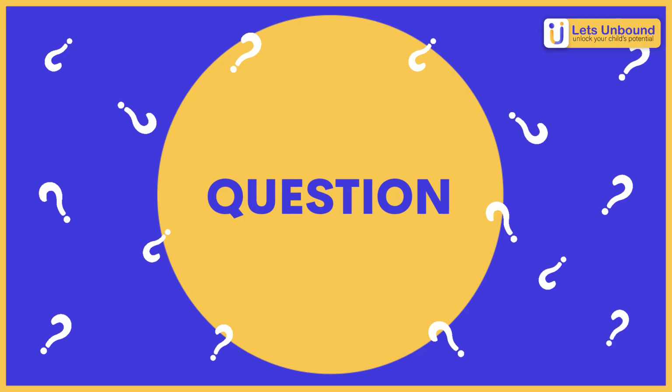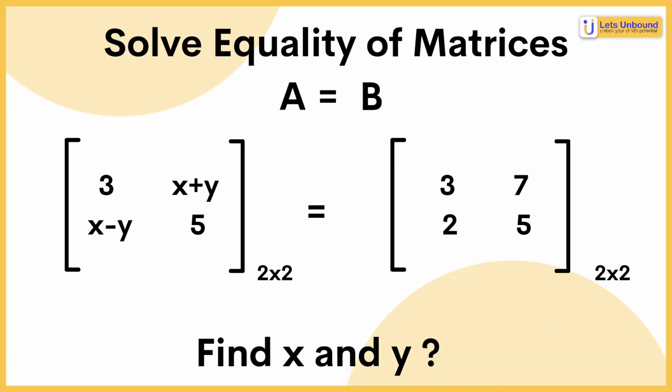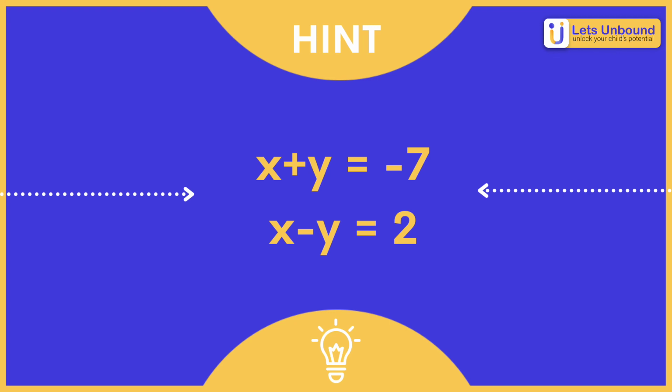Now let's see a question. Here is a question for you. I am saying that these two matrices are equal, so their elements will also be equal as they are equal matrices. You have to find the value of x and y. As you already know that these matrices are equal, here is a hint: compare the matrices and you will get an equation. You just have to solve this equation by using normal algebra.